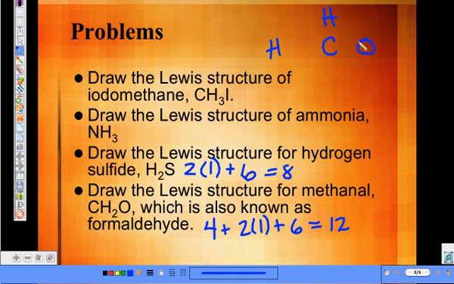So let's put our hydrogen and oxygen. So we said carbon has 4. 1, 2, 3, 4. Each hydrogen donates 1. And oxygen has 6. 1, 2, 3, 4, 5, 6. So now let's count our dots. 2, 4, 6, 8, 10, 11, 12. So we have 12 dots. So now we're supposed to change these into dashes here.